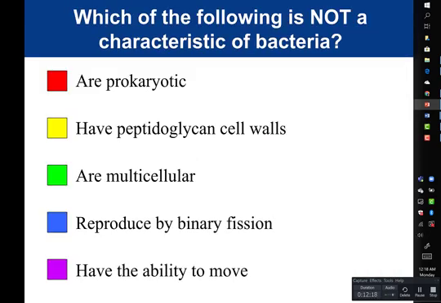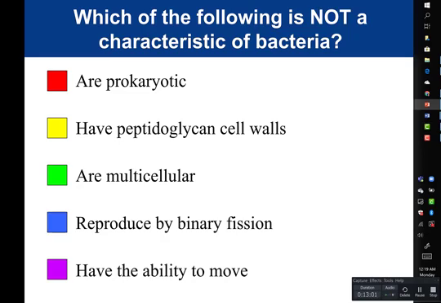So, question for you. Which of the following is not a characteristic of bacteria? Is it red, they are prokaryotic; yellow, have peptidoglycan cell walls; green, are multicellular; blue, reproduce by binary fission; purple, have the ability to move? And when I say have the ability to move, I'm referring to as a group. Some can be motile, and that's what that's asking. So I want you to pause your video, think of your answer, and when you are ready, push play and you can hear the answer.